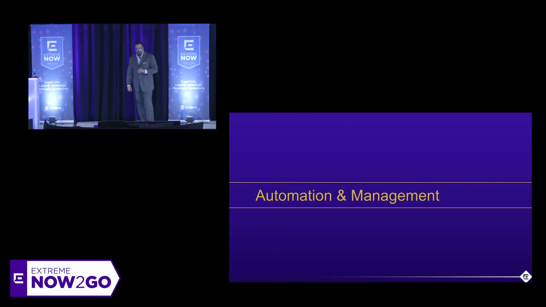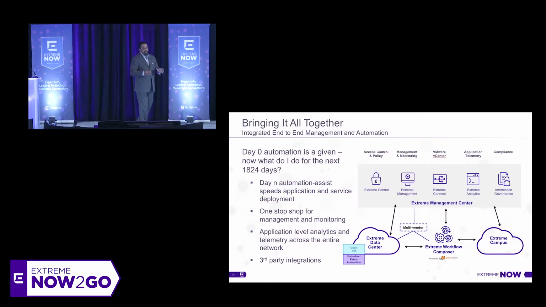So let's now talk a little bit about automation and management. I mentioned earlier that with Extreme Data Center Solutions, we have embedded automation. As you can see here, we have embedded fabric automation that allows you to do day zero operation. We're going to go into more detail in a minute or so on how that operates. But what happens after day zero? How do you add automation to your new data center or your existing infrastructure for the next 5 years?